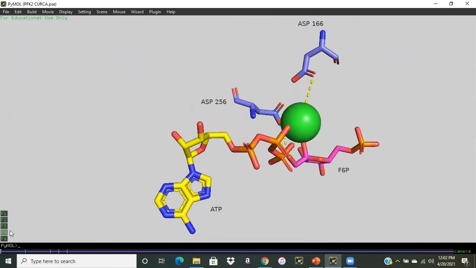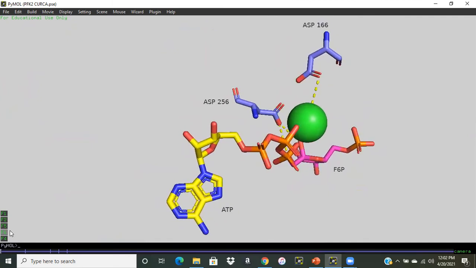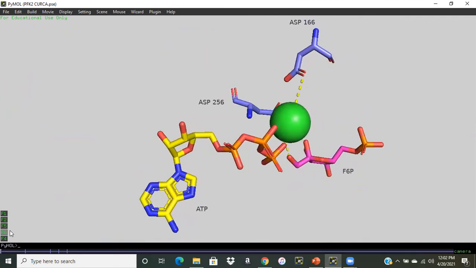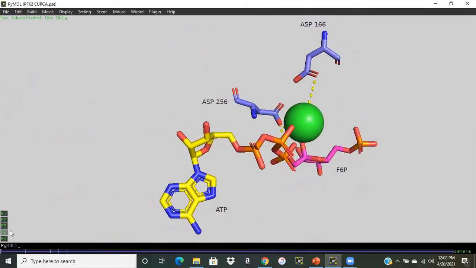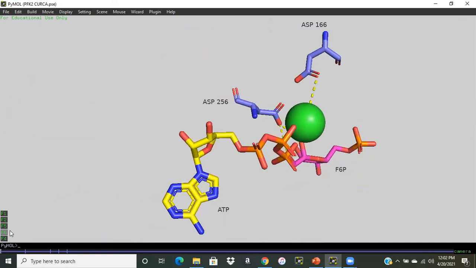And that is the amino acid known as aspartate. And aspartate plays 2 different roles within this active site, and one of them is aspartate 166, which makes a bond with our magnesium molecule.